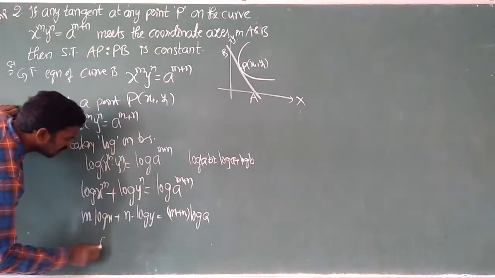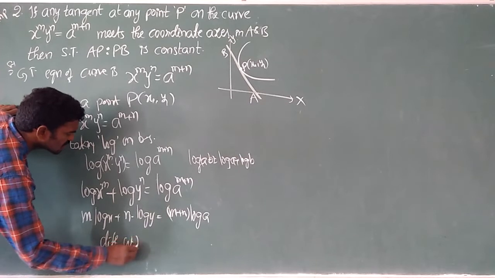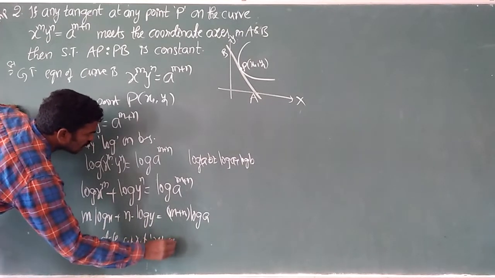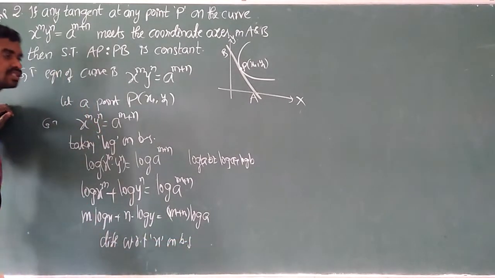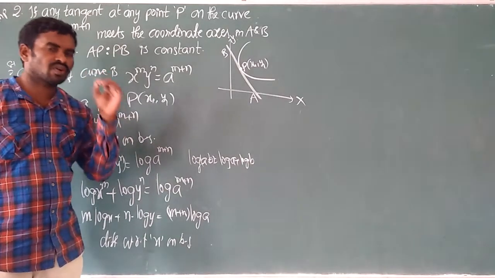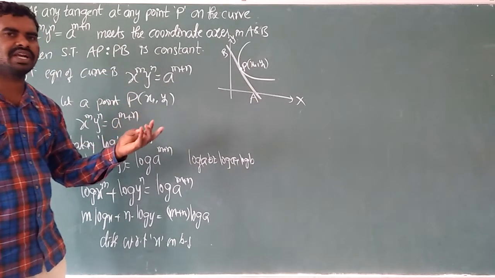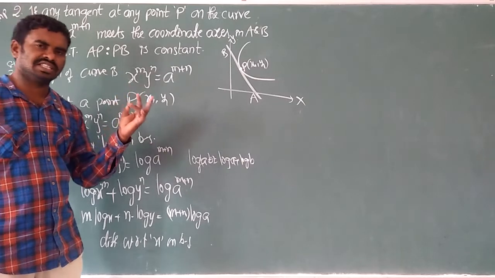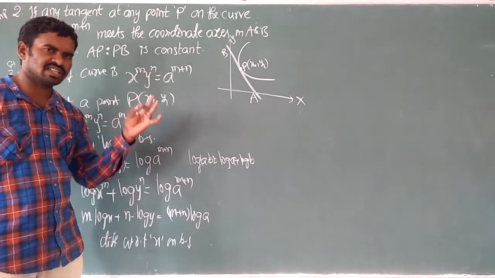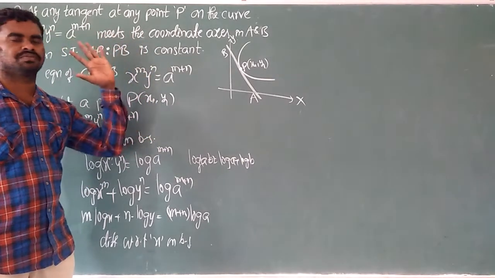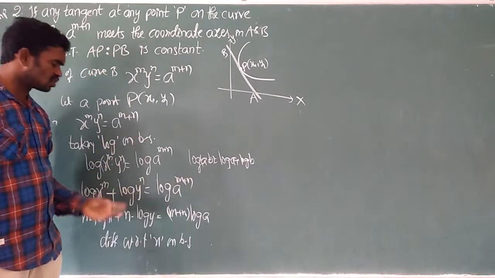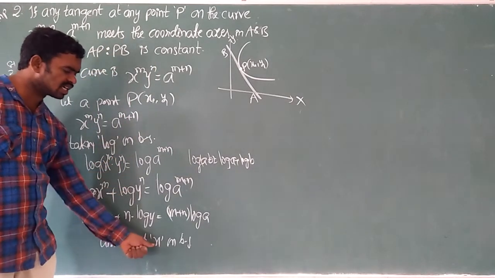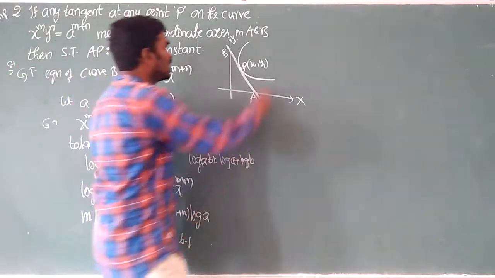Now differentiate with respect to x on both sides, because our concept is always first to find dy by dx, next the tangent equation, next the intercept form, then the solution. So first we need the slope. Slope means dy by dx. To get dy by dx, I differentiate with respect to x. This is only a single equation.